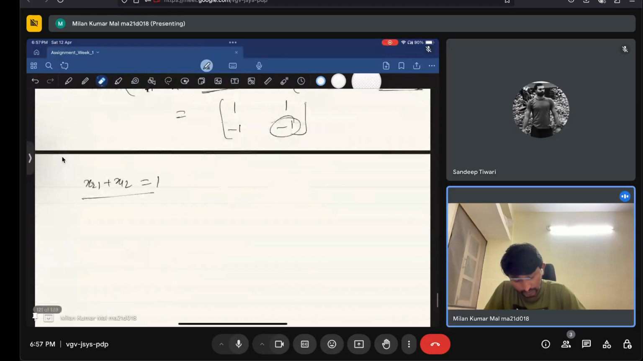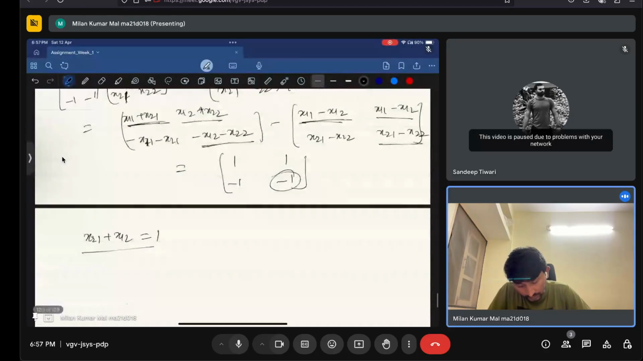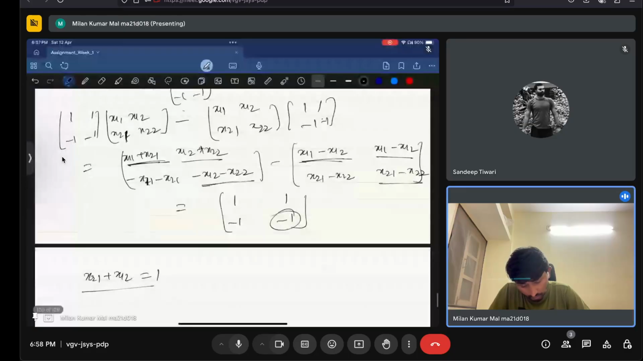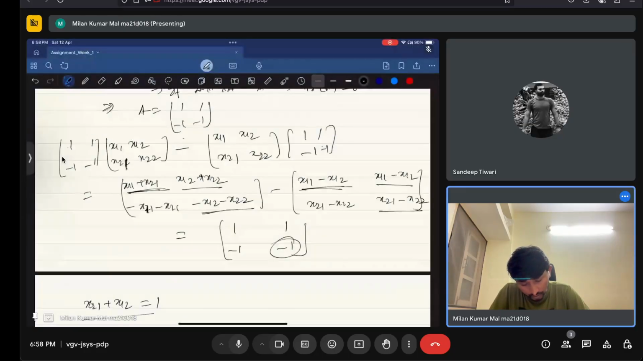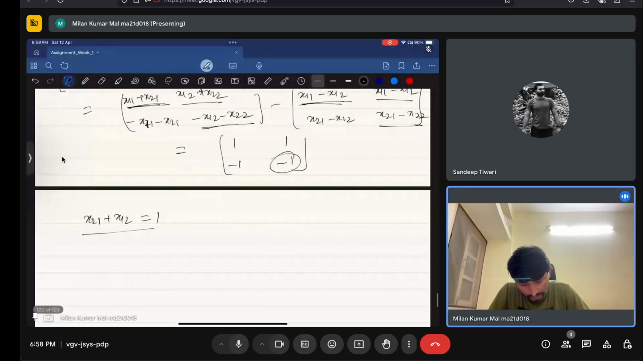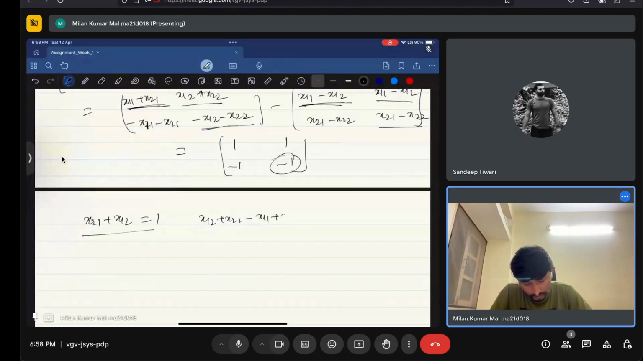If I just do it very simply, maybe it will be easier. So okay, let me check whether I have made it correct or not. This one with this term x12 plus x22, that's true. This one with this term, so x11 minus x12, that's correct. So therefore the term is x12 plus x22 minus x11 plus x12, right? Yes, that's true.